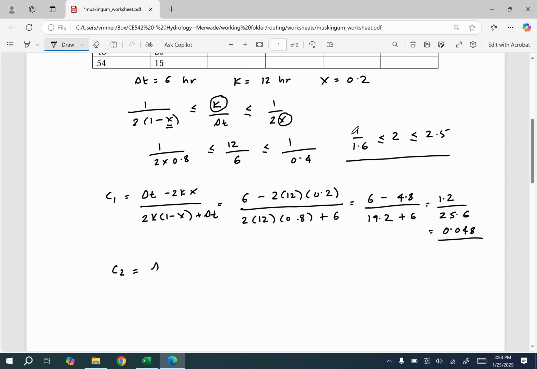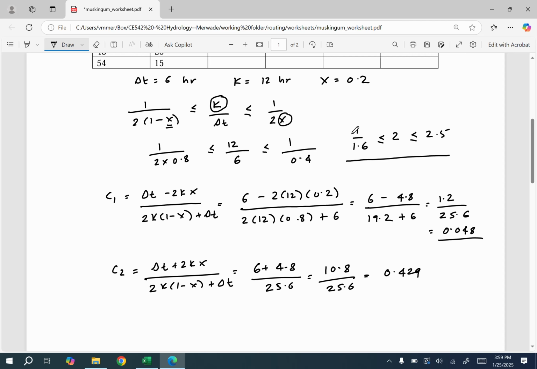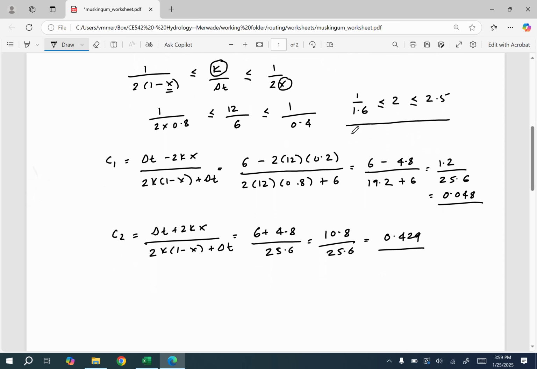C2 is delta T plus 2KX divided by 2K(1 minus X) plus delta T. So we have calculated all these values here. So on top we will get 6 plus 4.8. It was 6 minus 4.8 for C1. So for C2 it is 6 plus 4.8 divided by 25.6. So this is 10.8 divided by 25.6, which is about 0.429. Now depending on how many decimals you use, you may get slightly different values.